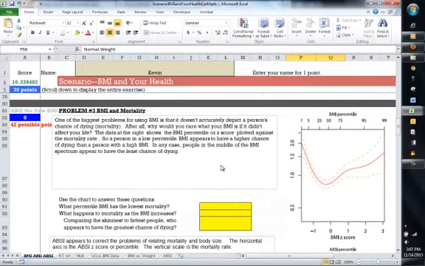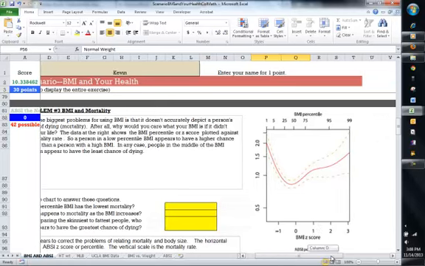One of the biggest problems for using BMI is that it doesn't accurately depict a person's chance of dying, his mortality. After all, why would you care what your BMI is if it didn't affect your life? The data at the right shows the BMI percentile, or Z-score, plotted against the mortality rate. So a person with a low BMI has a mortality rate of 2. A person with a high BMI has a mortality of 1.5.